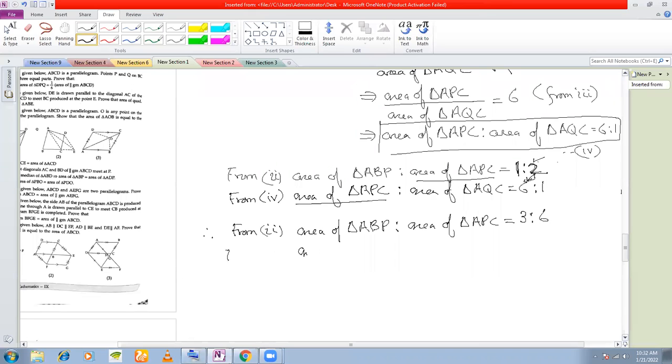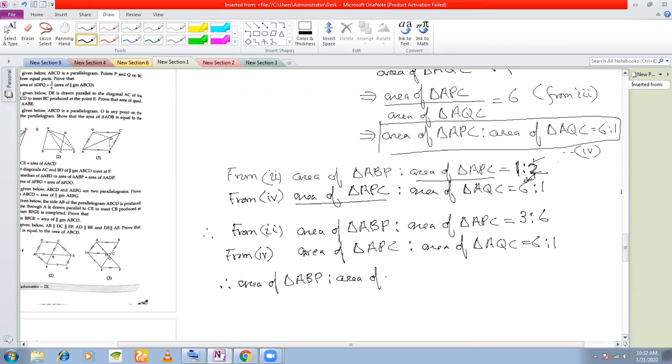And we write this ratio as it is. Area of triangle APC is to area of triangle AQC is equal to 6:1. So what is the ratio of the area of the three triangles? Therefore, area of triangle ABP is to area of triangle APC is to area of triangle AQC is equal to 3:6:1. All of you agree with me or not?